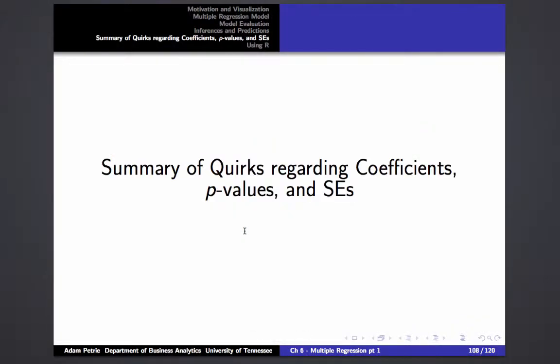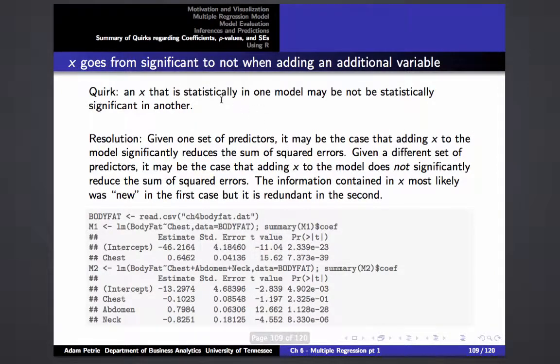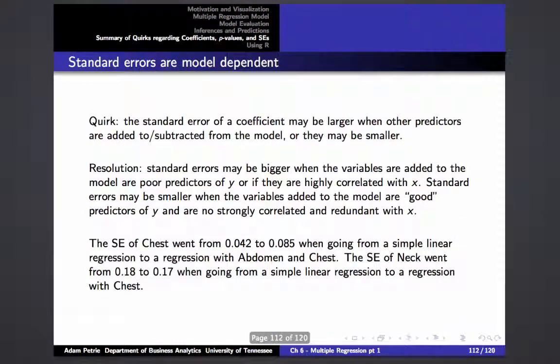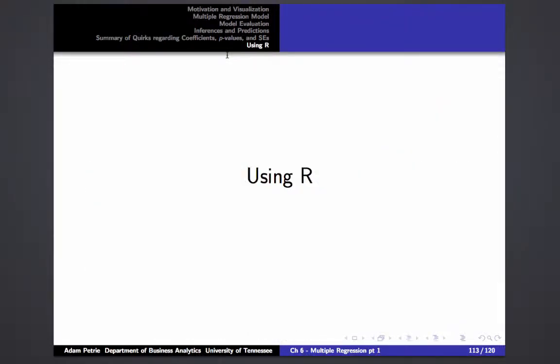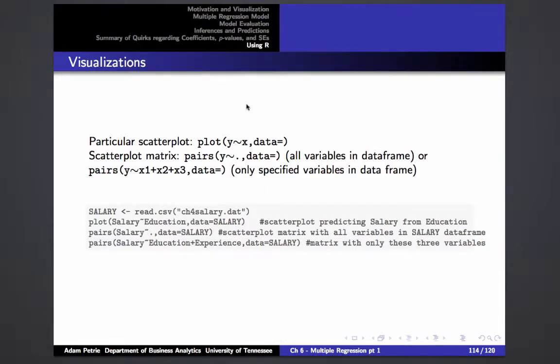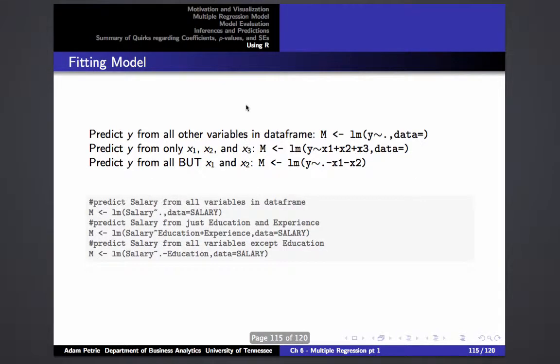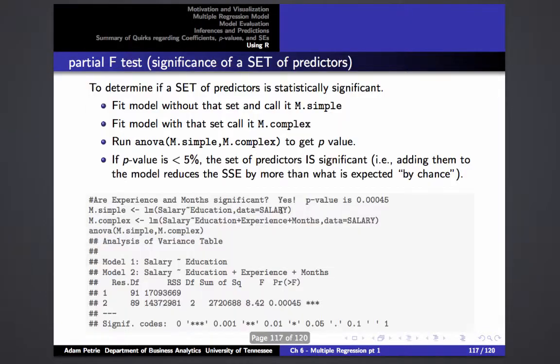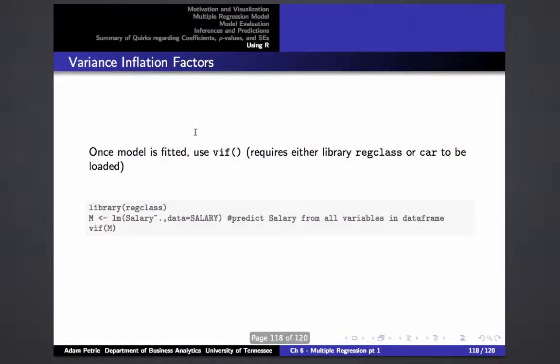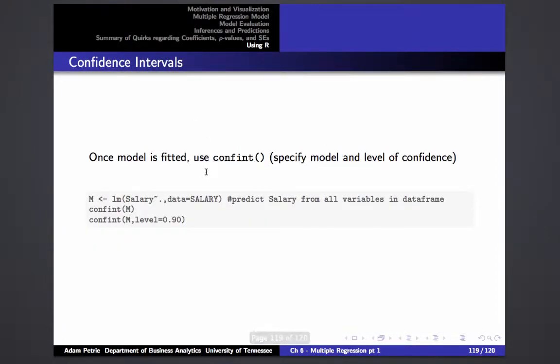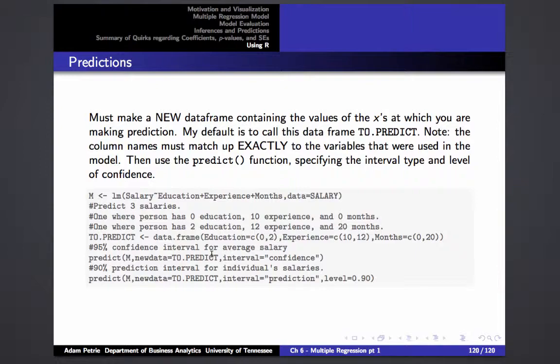All right, so that is going to be it for the lecture. I have a few slides that summarize some of the quirks regarding the coefficients, about how the coefficients can go from positive to negative, and x can go from significant to not significant depending on models, which you can review. And also on our activity day, we'll actually walk through how we do all this stuff with R: making visualizations, fitting the model, getting the summary, what the numbers mean, how we do the partial F test to see the significance of a set of predictors, getting variance inflation factors, getting confidence intervals, and also making predictions.